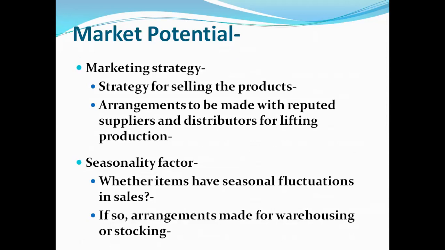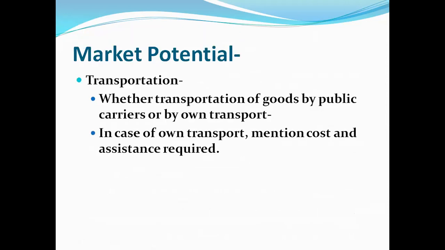Then marketing strategy, what will be the strategy for selling the product. So you must have contact with a reputed supplier, a distributor. Then say whether your product has the hindrance of a seasonality factor. So whether such fluctuations are there or not, you have to show. And if there are, then what is the alternate arrangement, either with the help of warehouses or storage. Then transportation, as I covered.